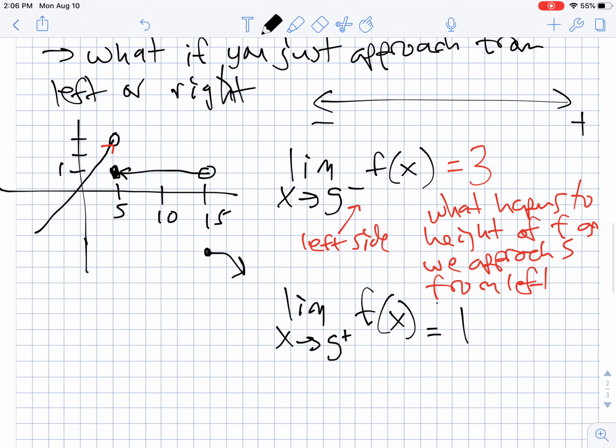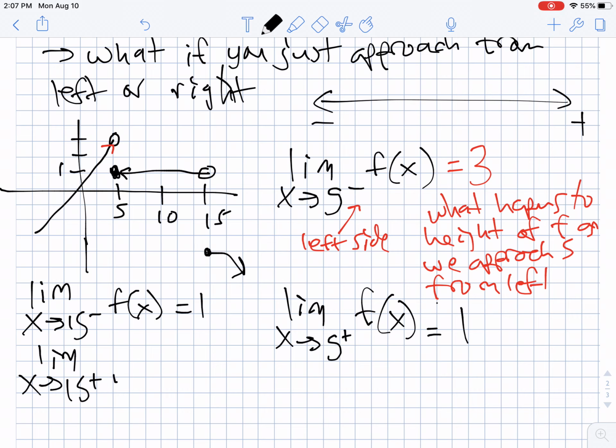From a similar perspective, if we ask for the limit as x goes to 15 from the negative side, that's still going towards a height of 1. If I ask you for the limit as x goes to 15 from the positive side, it looks like it went down 1, 2, 3, 4. It looks like it has a height on the right side of -4.